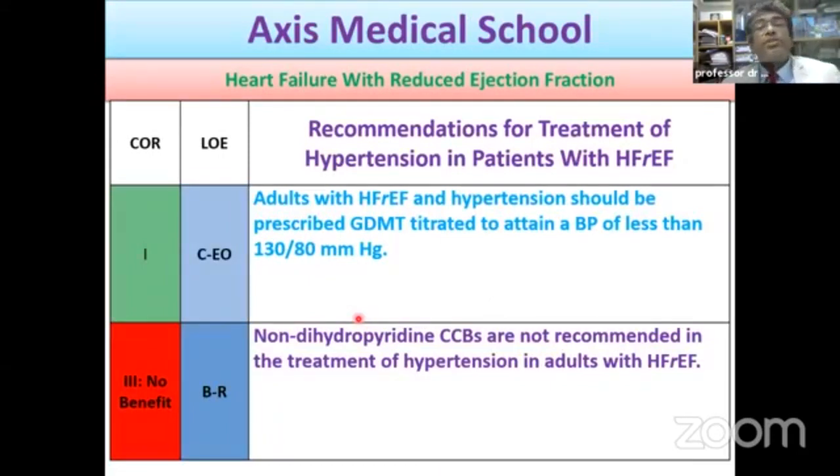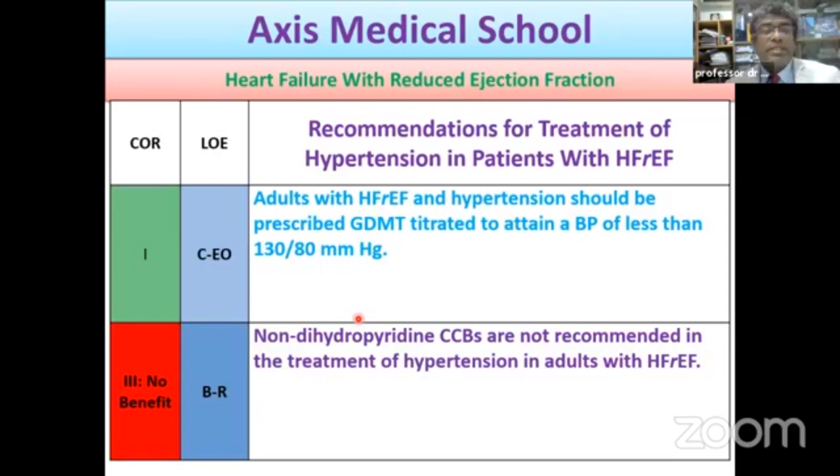And heart failure with reduced ejection fraction. In that case, what type of drug should we usually give? Adults with heart failure with reduced ejection fraction and hypertension should be prescribed guideline-directed therapy to attain a BP of less than 130. That is, the target blood pressure is less than 130/80 mmHg.